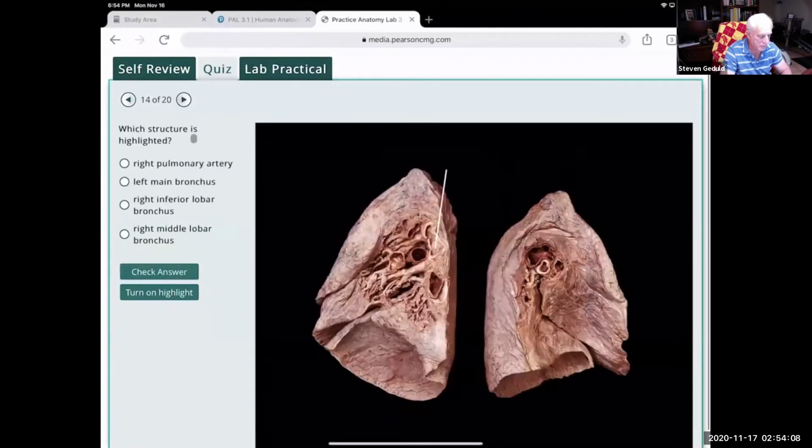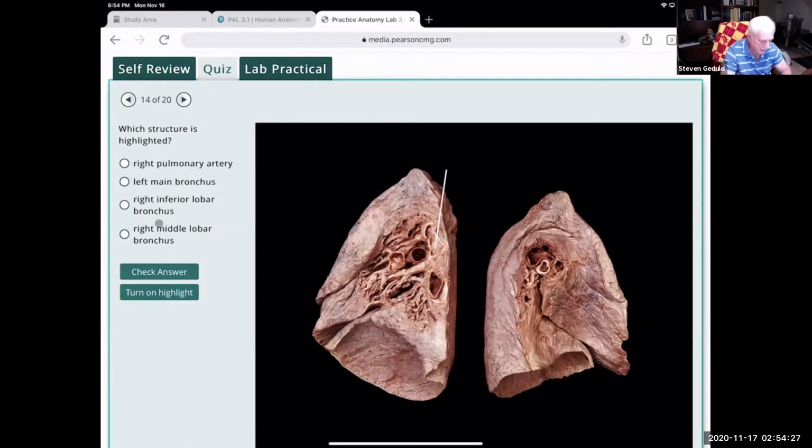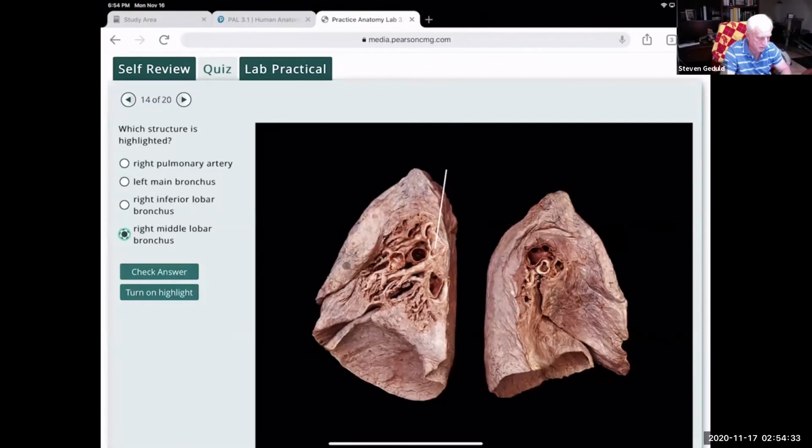Okay. What structure is highlighted here? Okay. So that's not an artery or vein. That's a tube. You see how it's highlighted there. Right middle. It's feeding into the middle. Yeah, right middle. I think the right middle lobar bronchus is what it looks like. Going right into the middle there. Yep, perfect.